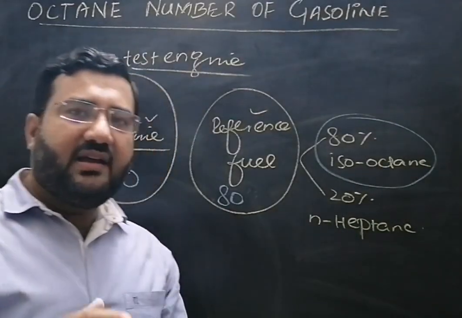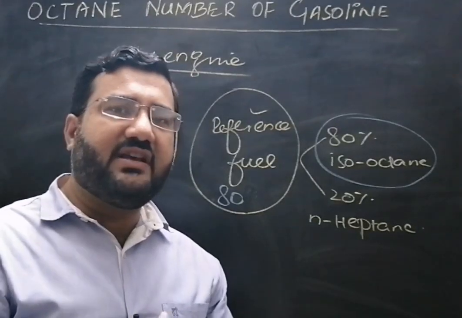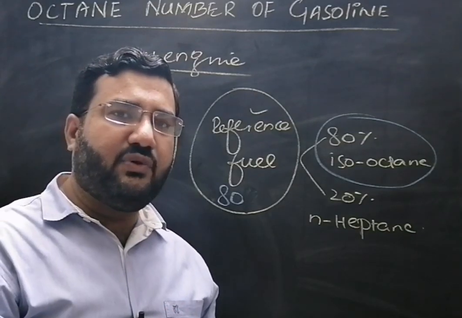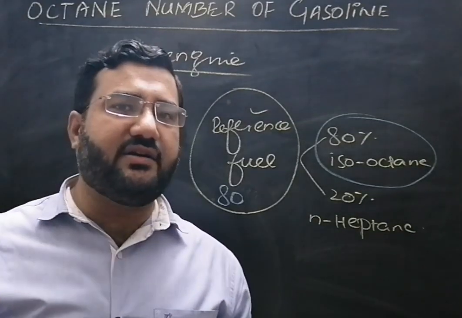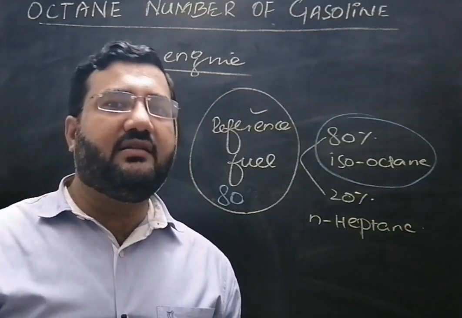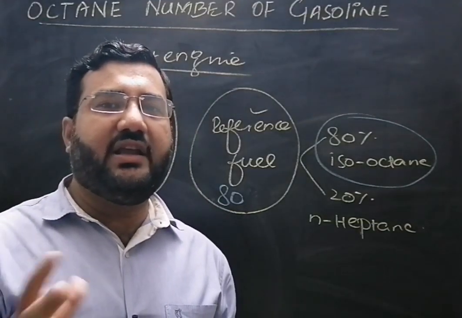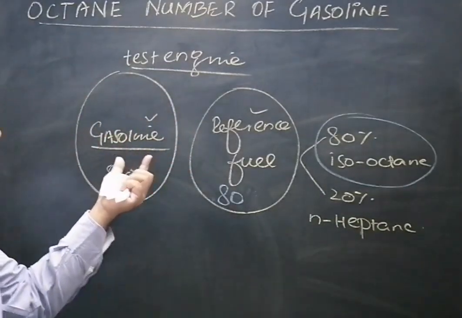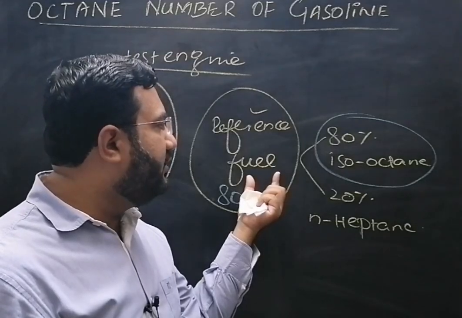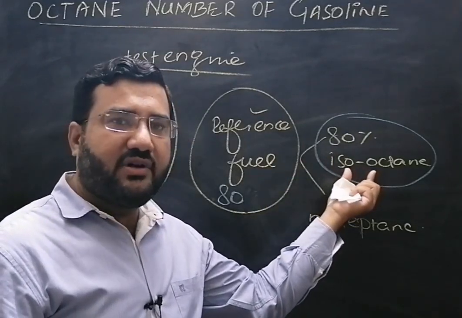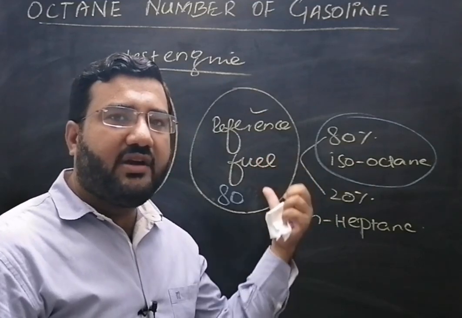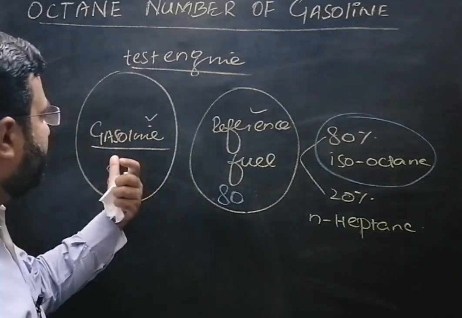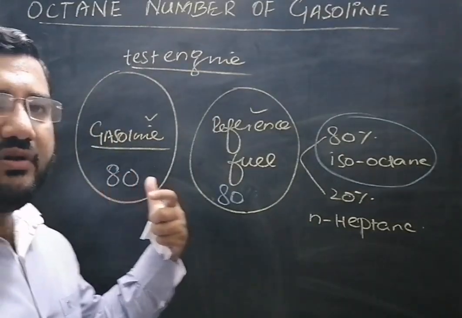So basically the sample of the gasoline is compared with the reference fuel in a test engine, and the composition of the reference fuel that has the same anti-knocking ability as that of the gasoline, the octane number of that reference fuel will be equal to that of the gasoline. If the sample of gasoline has the same anti-knocking ability as that reference fuel in which 90% isooctane is present, it means that the octane number of this reference fuel is 90, and as it has the same anti-knocking ability, gasoline will also have the octane number of 90.